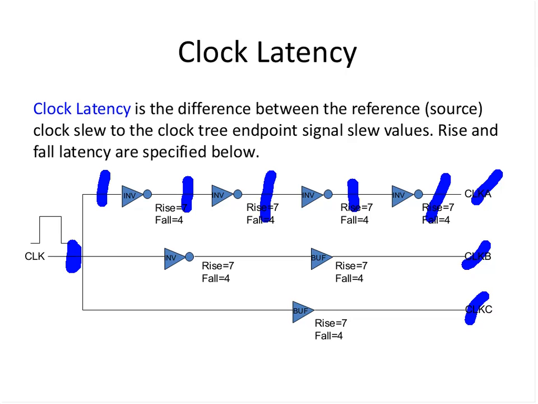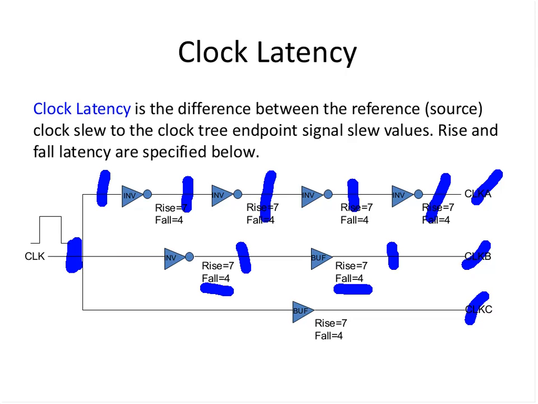Similarly for CLKB, the clock rises here, clock falls here, there's a buffer here, clock falls here, right. So the fall latency at CLKB is 4 fall, plus fall again 8, because clock rise means fall here, and this rise and fall is in relation to the output.